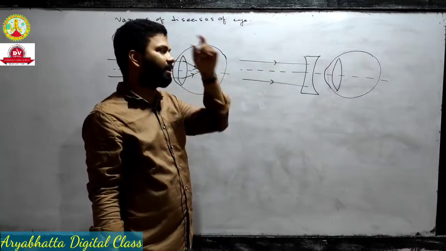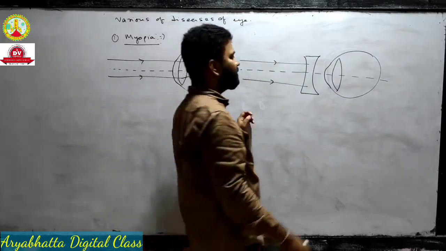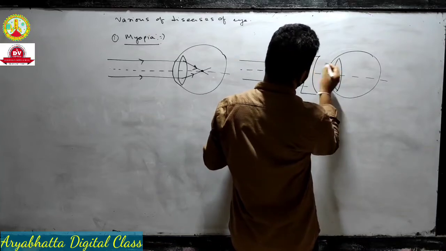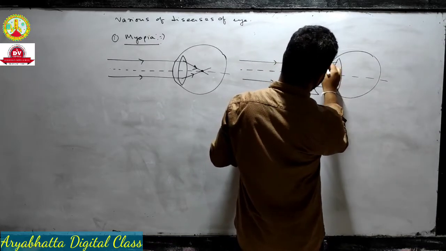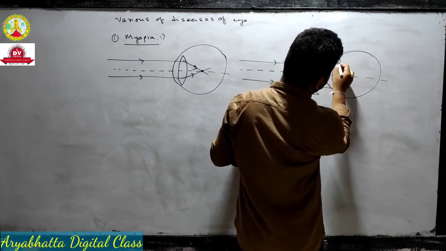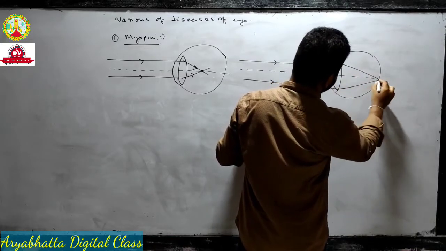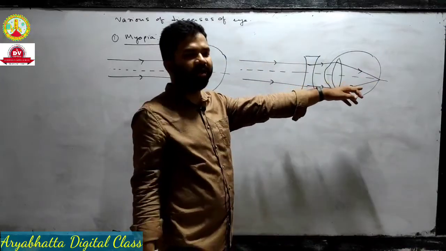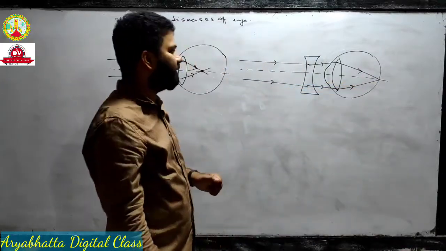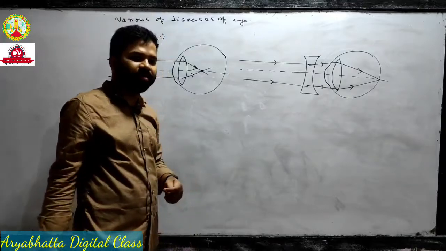This lens is nothing but a diverging lens, so it will diverge the light rays. Slightly diverging, and finally it will form the image like this. It means the final image is now formed on the retina, as a result of which we will be able to see the distant object clearly.